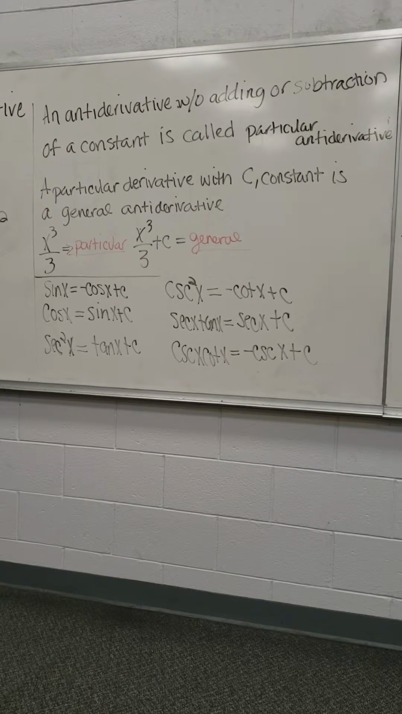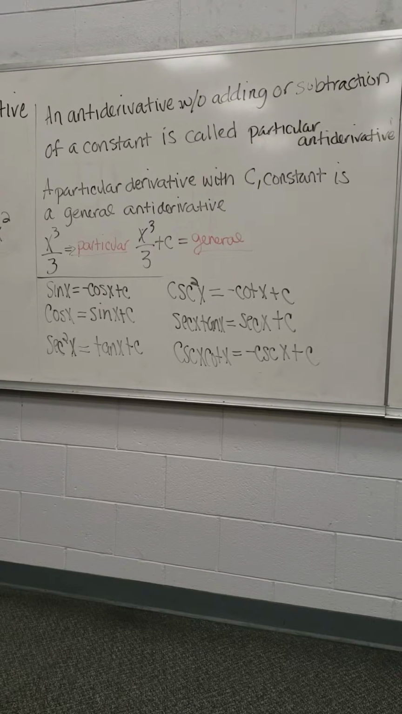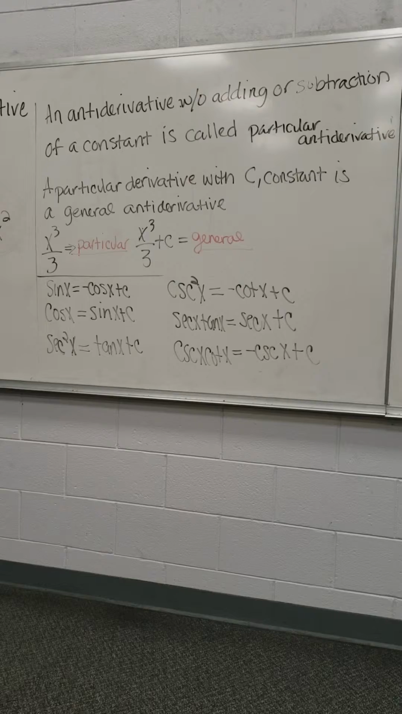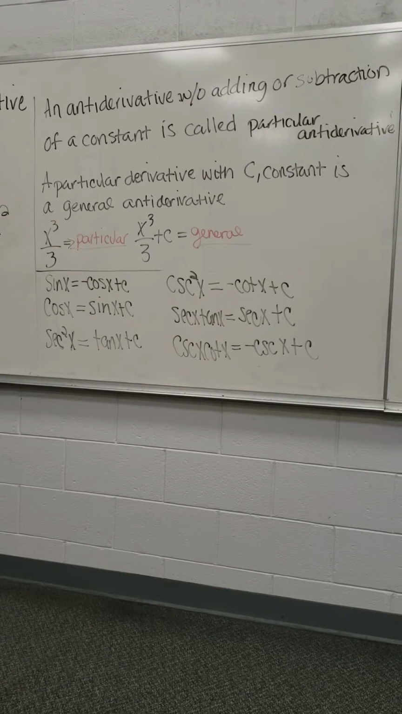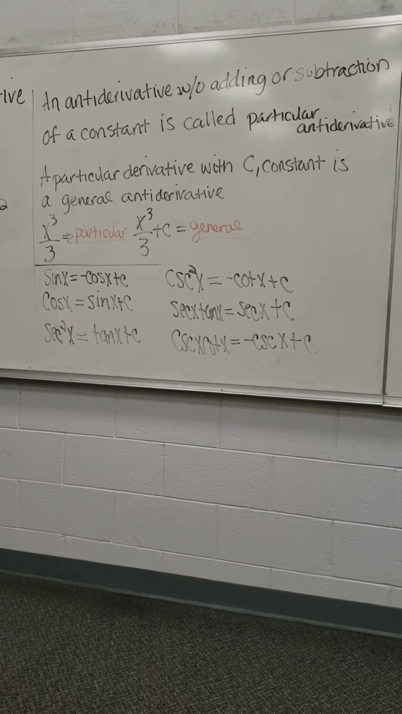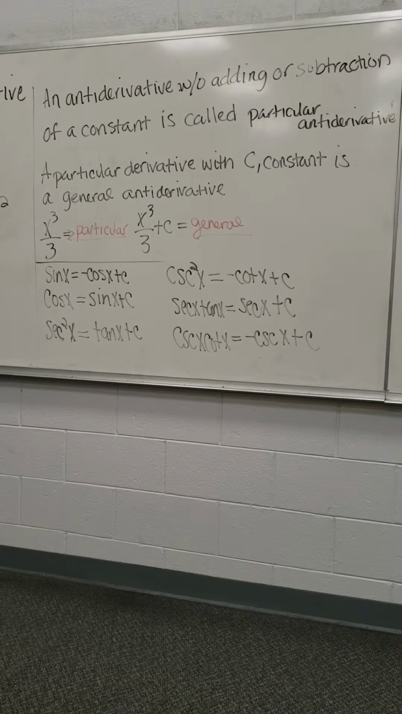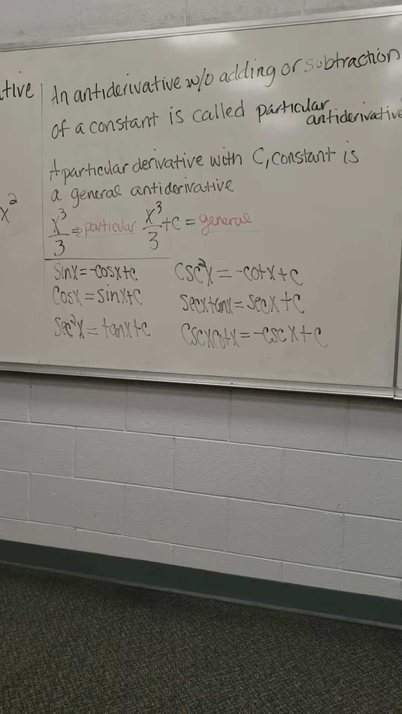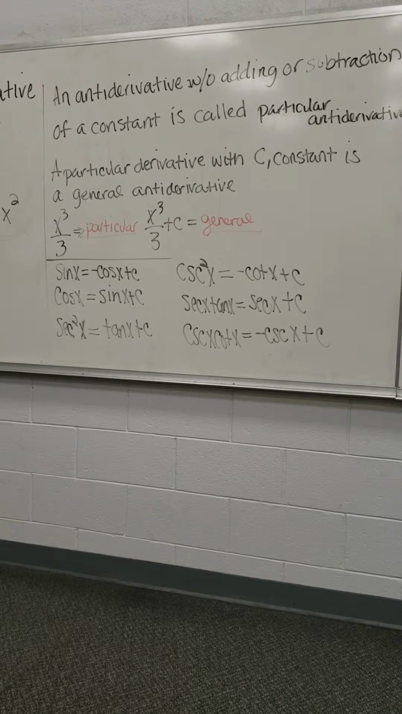If we are talking about our 6 trigonometric functions, we have several of those for the antiderivatives, and we're going to give those to you in the general form. The antiderivative of sine x is negative cosine x plus c. The antiderivative of cosine x is sine x plus c.